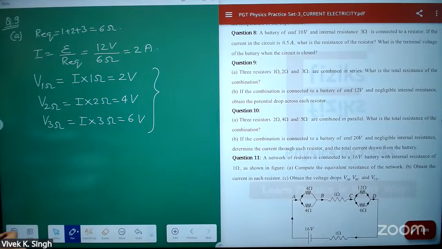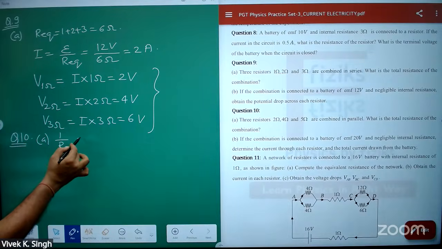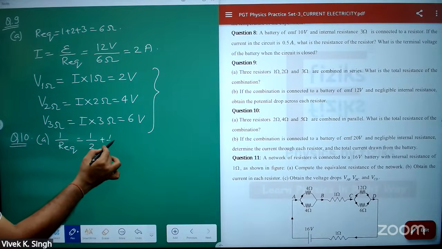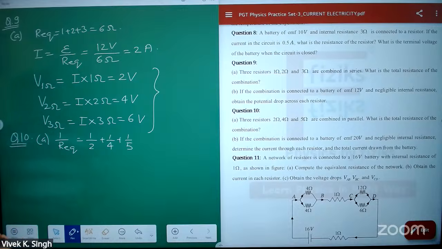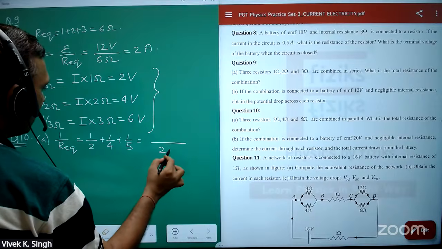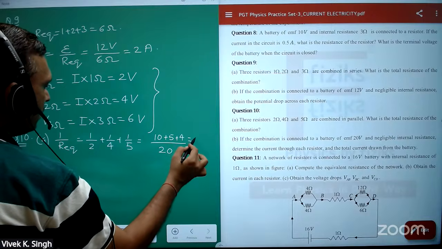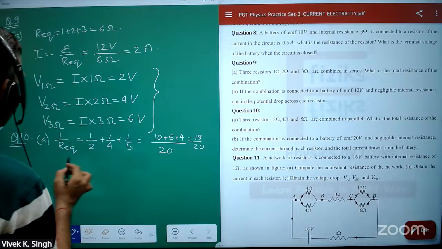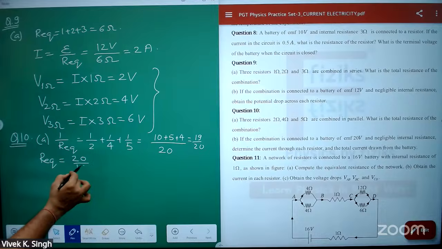Now question number 10. It's a parallel combination. So what will be equivalent? 1 by 2 plus 1 by 4 plus 1 by 5. So this will be 19 by 20. So equivalent will be 20 by 19 ohms.